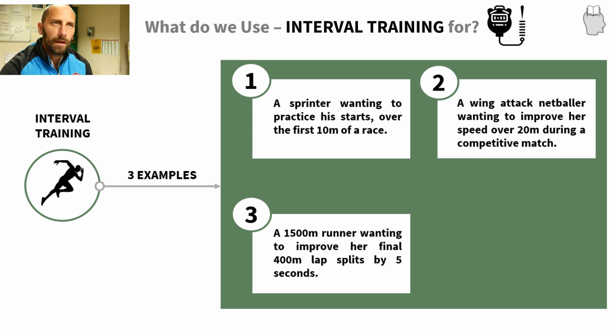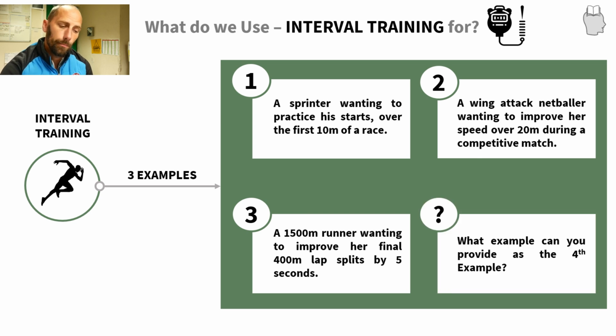So what you want to think about is, what could your fourth example be? It might be something you put in the comments, or something you try and use and show your teachers, but could you think of a fourth example of how we could use interval training? So we've had the sprinter looking at their first 10 metres of the race, a netballer trying to get quicker over 20 metres, and a 1500 metre runner trying to improve their speed over the last lap, so therefore trying to get maybe a better time.